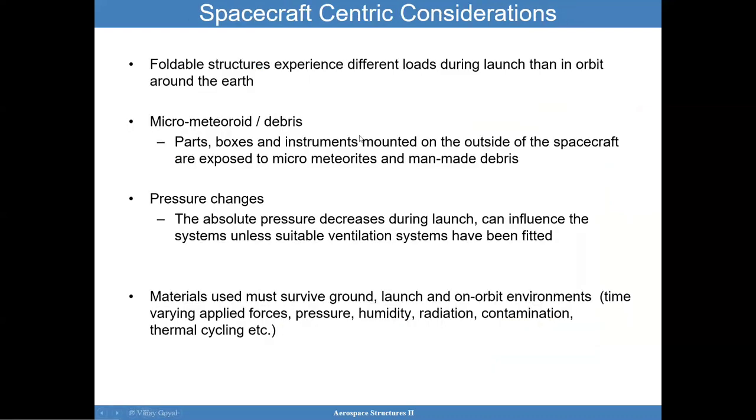I also want to point out that foldable structures experience different loads during launch than in orbit. You have micrometeorite debris that can occur, and things mounted on the outside of the spacecraft could be exposed to these threats. Pressure changes can be an issue: the absolute pressure decreases during launch, and this can cause things to implode or explode. Materials that normally survive on the ground may be in peril in the on-orbit environment, so it's important to consider that. You have thermocycling environments, radiation, contamination, humidity, and all those effects need to be considered, which you did not have to consider before.